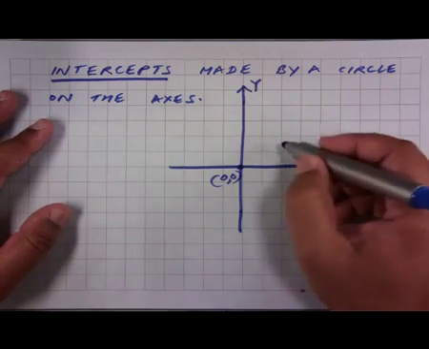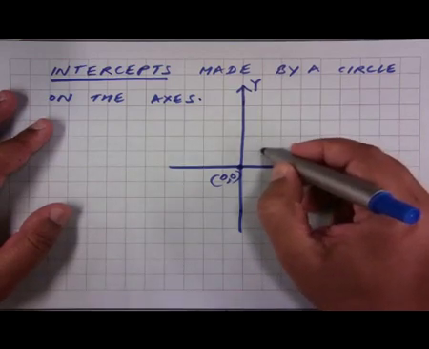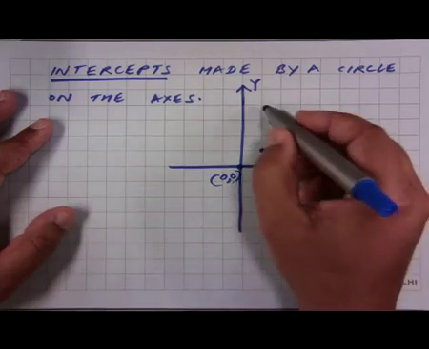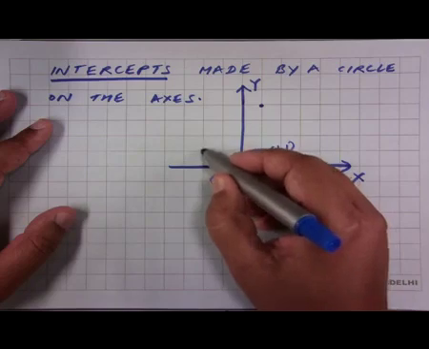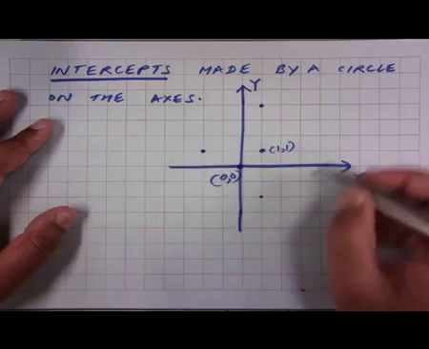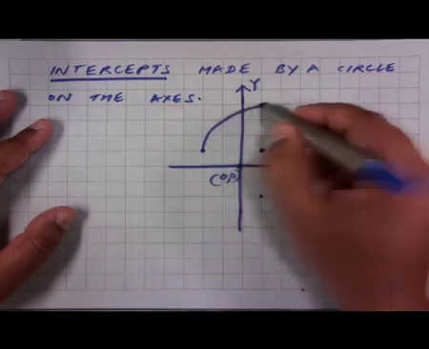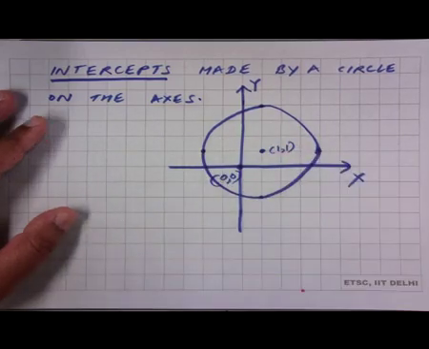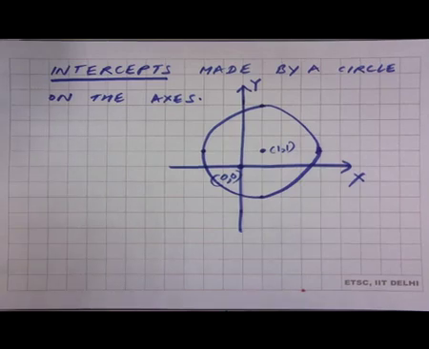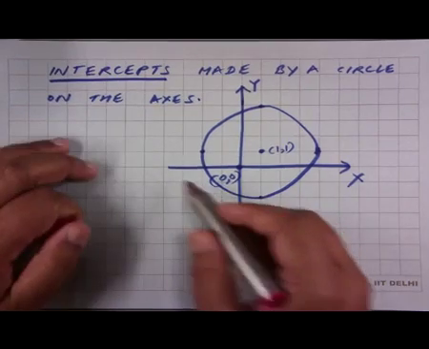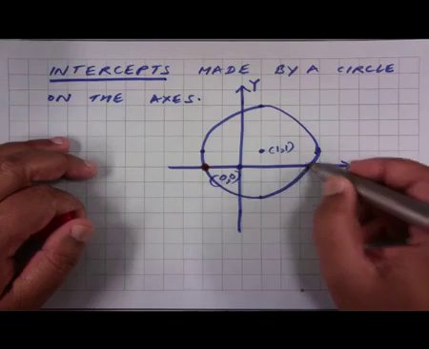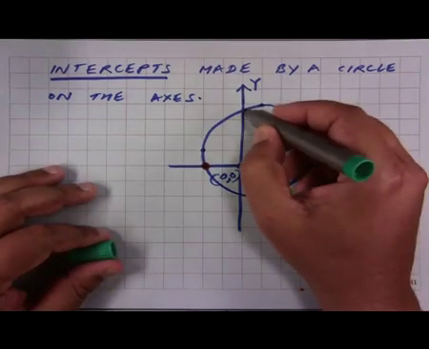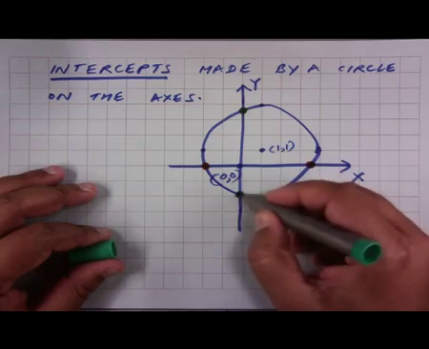And suppose that we have a circle whose center is at 1, 1 and has a radius of 3 units. So, the circle is something like this. As we can see, this circle is cutting or intersecting with the x axis at these 2 points, and it is intersecting with the y axis at these 2 points.